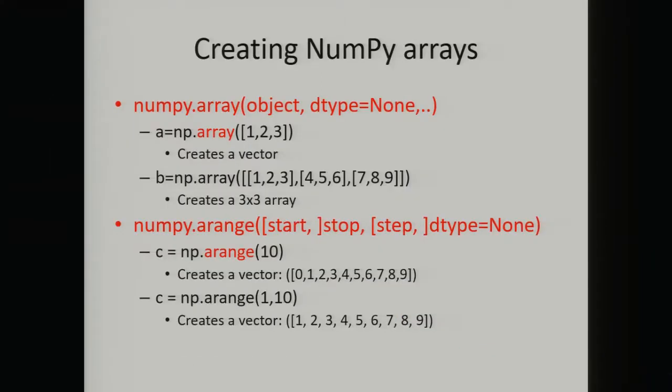So these are the two ways in which you can create a NumPy array. There are other ways also. As we progress along, you will understand the other ways of creating NumPy arrays. The first one is the use of the constructor array, and the second one is to use the method arange.